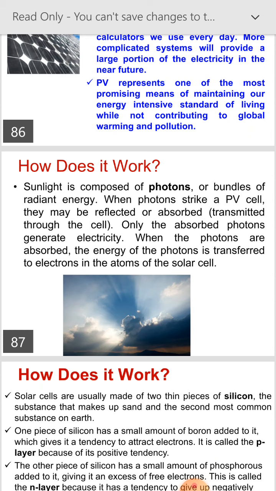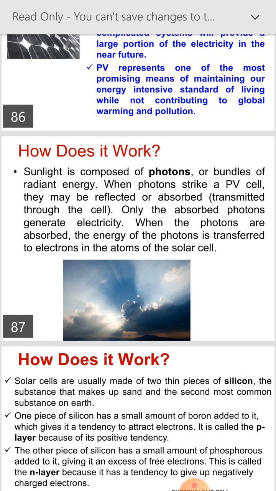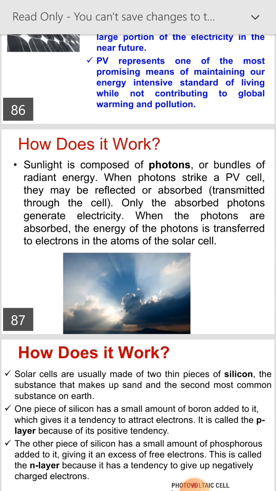Sunlight is composed of photons, or bundles of radiant energy. When photons strike a PV cell, they may be reflected, absorbed, or transmitted through the cell. Only the absorbed photons generate electricity. When the photons are absorbed, the energy of the photons is transferred to electrons in the atoms of the solar cell.